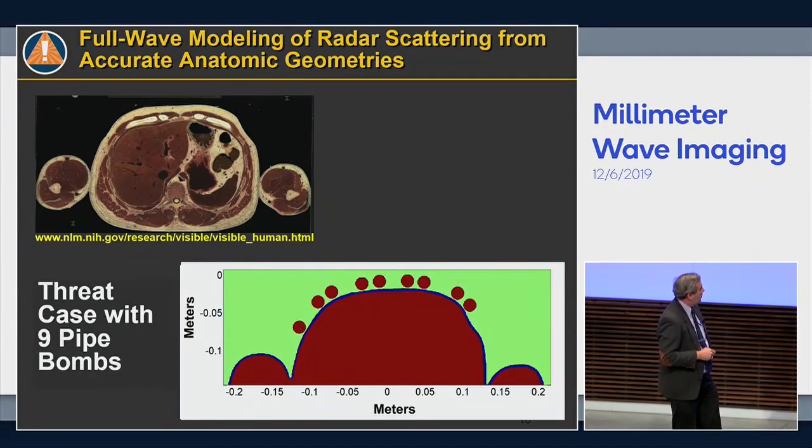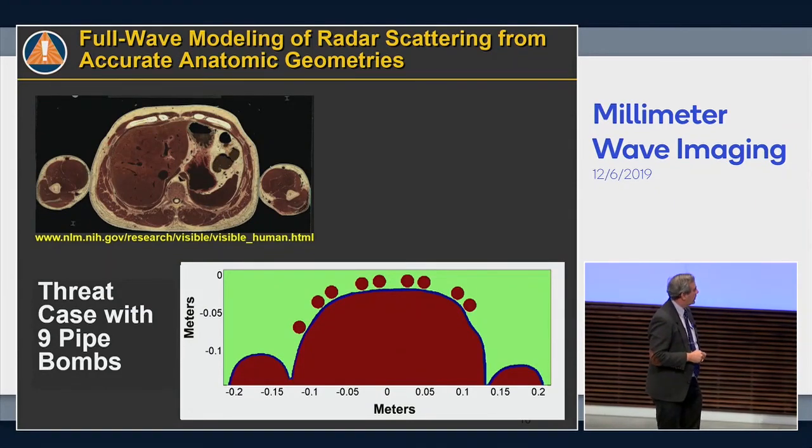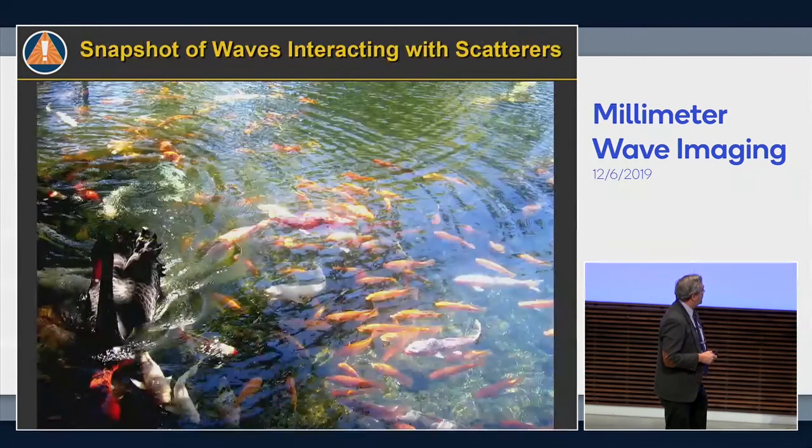Suppose you have pipe bombs. This is the easy case because these are metal pipe bombs as opposed to explosives in plastic wrapping. But just to see what this looks like, we look at the field difference between the previous case, which is without the 9 pipe bombs, and this one with the 9 pipe bombs. All right, so what does this look like?